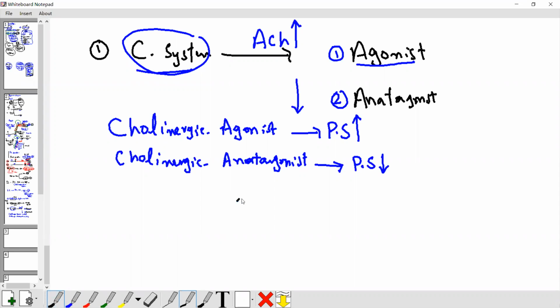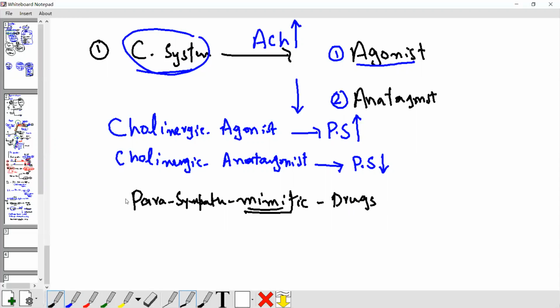You know mimicry. Mimic means something similar, to make a copy. Mimetic means to do something like, similar. So parasympathomimetic drugs. What is the meaning of parasympathomimetic drug? The same thing as cholinergic agonist. They are different names for the same thing: they increase the function of the parasympathetic system. Parasympathomimetic or cholinergic agonist, the same thing.